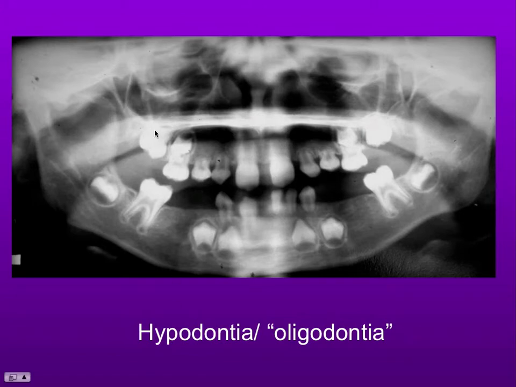But this patient has a 6, a 5, central incisor, 5, 6, 7, 6, 4, 3, 3, 4, 6, 8. So they're missing quite a few permanent teeth, and many deciduous teeth are retained.